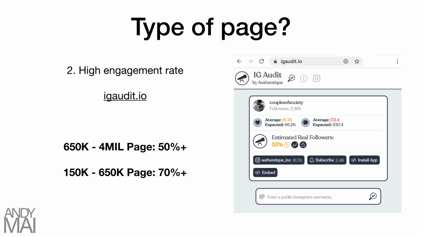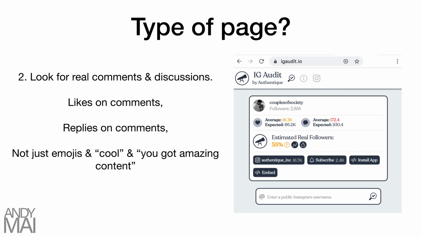And you also want a page that gets high engagement rate. So you want to use this website called igaudit.io. It basically calculates the estimated real followers percentage. And I gave you guys some metrics here. If the page is 650k to 4 mil, you want to look for over 50% real followers, and if it's smaller, 150 to 650k, you want to look for 70% plus. And this just makes sure that you won't be wasting money on a page that bought followers or is just overinflated.